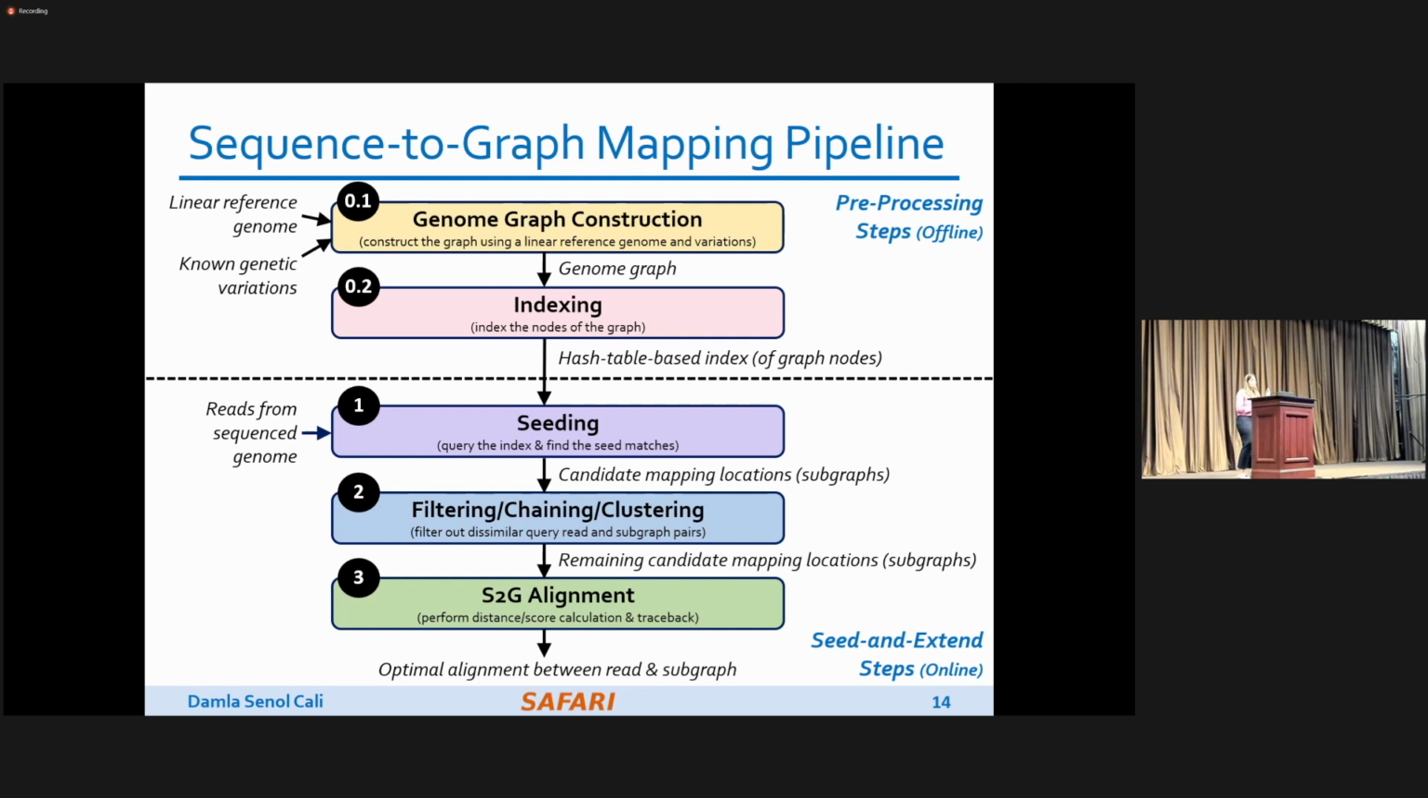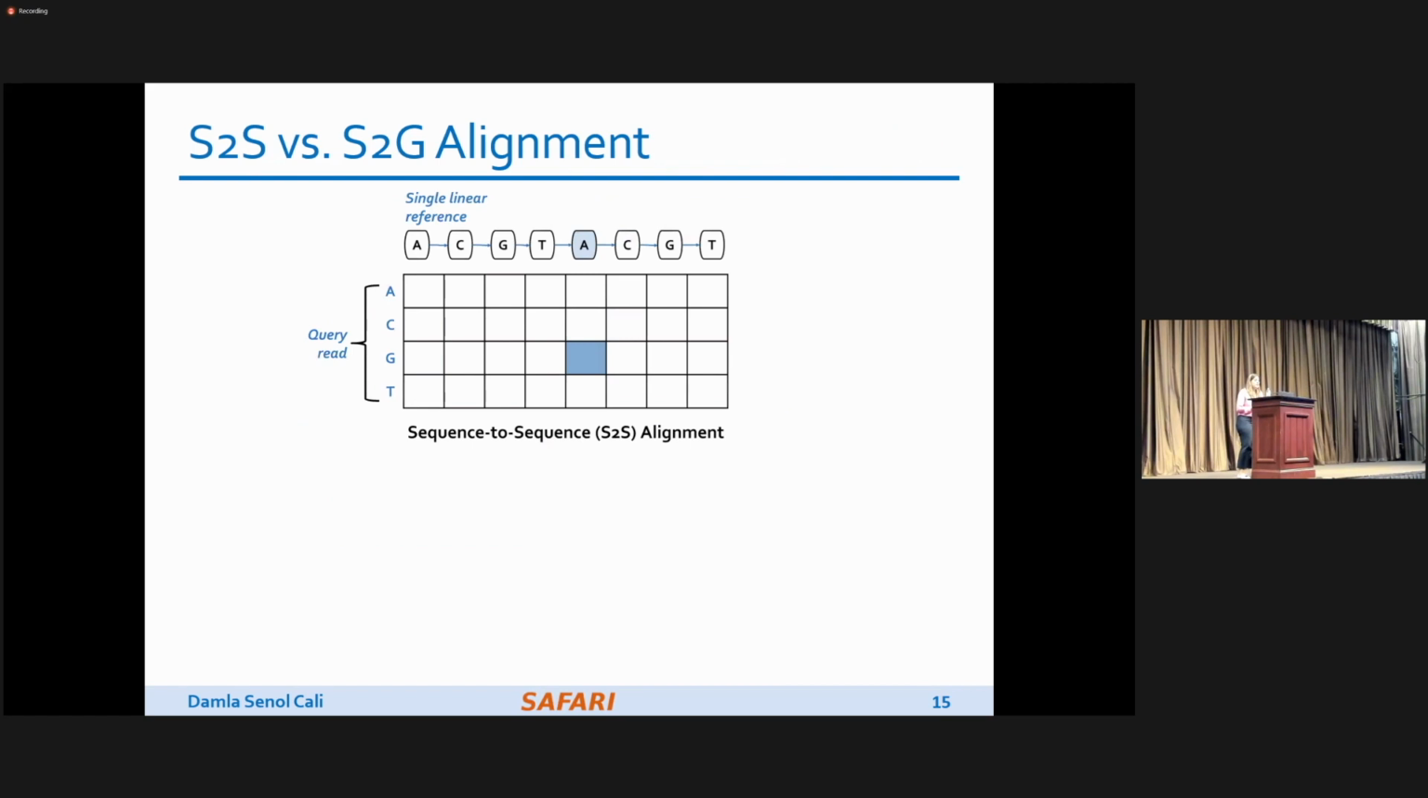So alignment is the most expensive step of this pipeline, so let's look at it in detail. Traditional sequence-to-sequence alignment typically employs dynamic programming-based algorithms with quadratic time and space complexity. A DP-based algorithm operates on a table, as you can see here, where each column of the table corresponds to a reference character, and each row of the table corresponds to a query read character. And in sequence-to-sequence alignment, a new cell, which you can see here, the dark blue one, in the table is determined with simple rules from 3 of its neighbor cells.